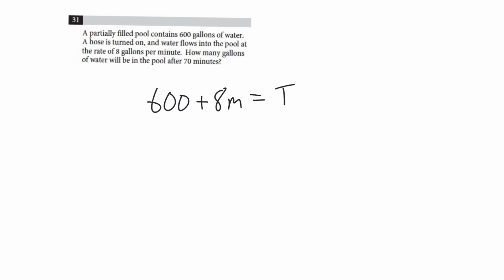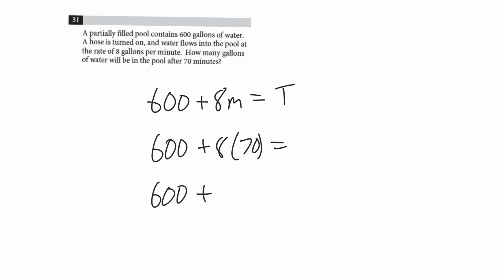So if we want to know after 70 minutes, we're just going to plug 70 into our function here, and we will get 600 plus 8 times 70. 8 times 7 is 56, add a 0, and that is going to equal 1160.